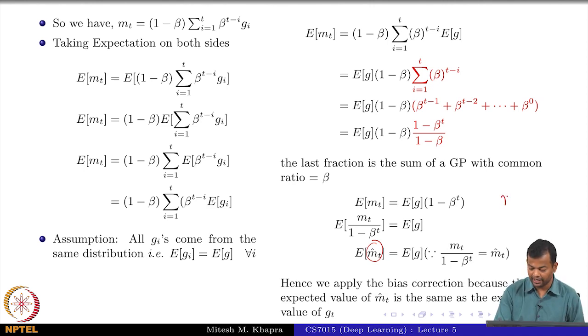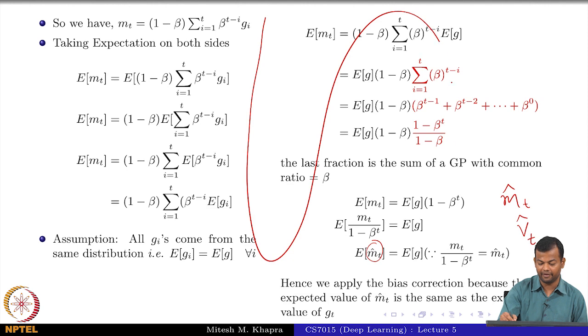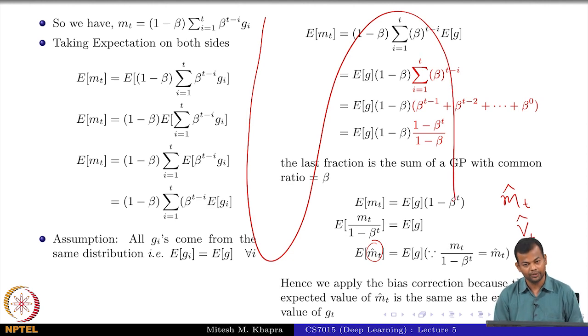So this we have shown for MT. We had a similar expression for VT, right? So for MT we had this bias correction as M hat T, and similarly for VT also we had this bias correction as V hat T. So you can do the same kind of derivation for VT also and show that that bias correction makes sense, right? So this is an explanation for why you do bias correction in the case of Adam, okay?